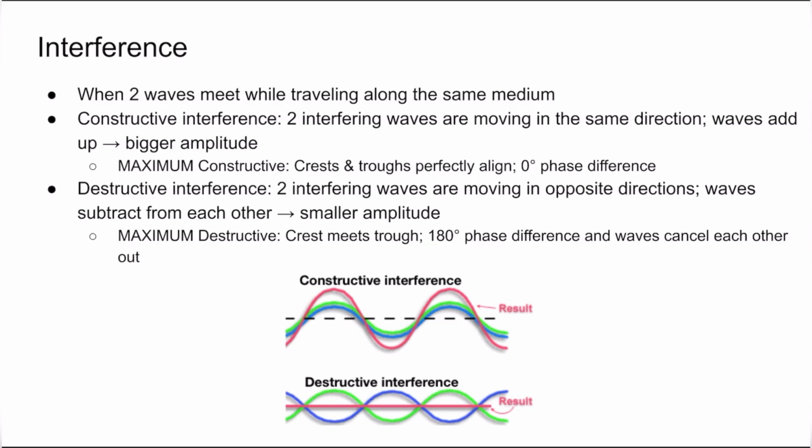On the opposite end, destructive interference is when two waves interfere while moving in opposite directions, so the waves subtract from each other and look smaller. Maximum destructive interference is when the crest meets trough and there is a 180-degree difference between the waves. This makes the waves completely cancel each other out.